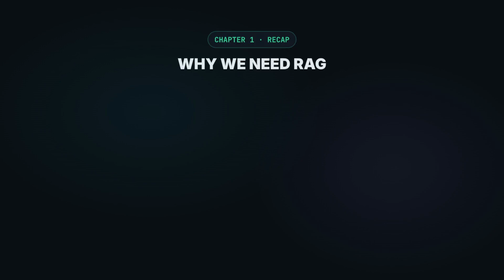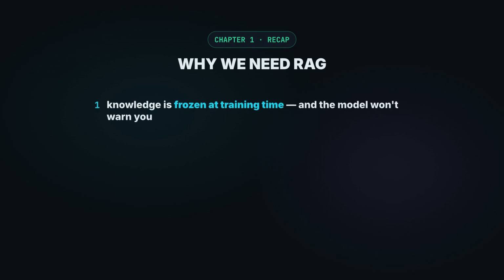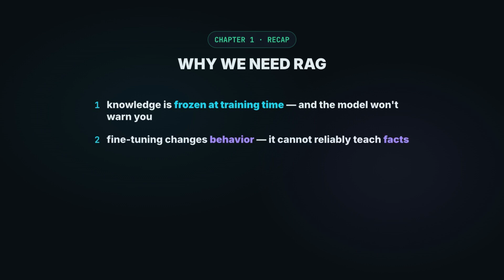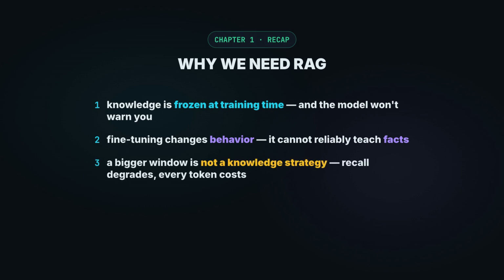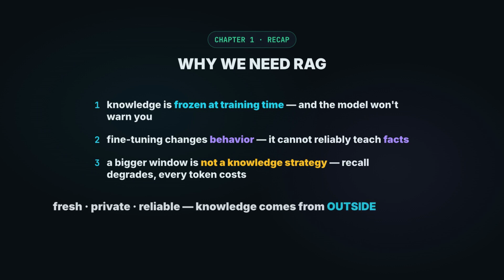Let's recap on why we need RAG. If you remember 3 things, make it these. 1. A model's knowledge is frozen at training time, and it will not warn you it's stale. 2. Fine-tuning changes behavior, not knowledge. It cannot reliably teach new facts. 3. A bigger context window is not a knowledge strategy. Recall degrades, and you pay for every token. So, fresh, private, reliable knowledge must come from outside the model. That is retrieval.